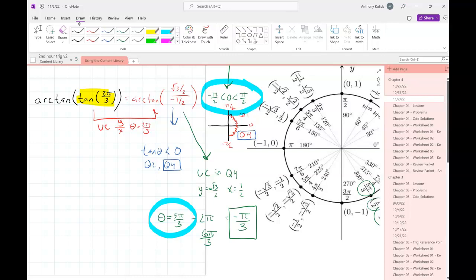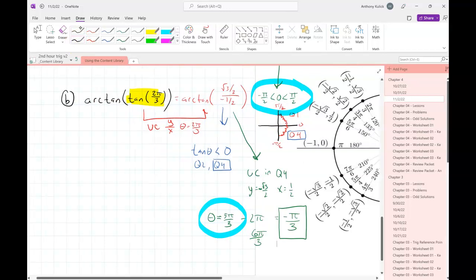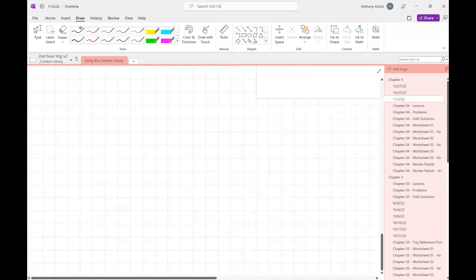Does that feel okay? That's the last section 4.1 skill that we wanted to do. We do want to talk about section 4.2 still.